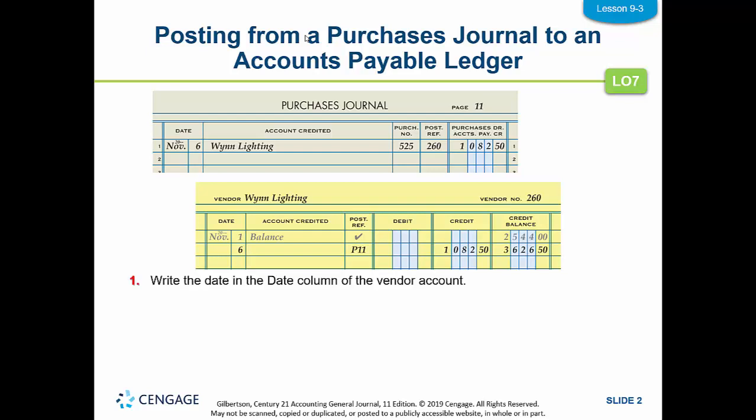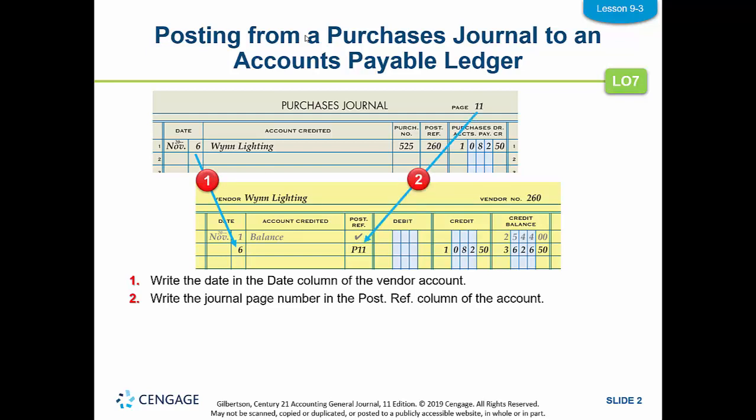Basically, we first put our date from our purchases journal. Then we put in our post reference, and we're going to use the letter P and then 11. I can't just use 11 because 11 doesn't tell me which journal it came from. I could have an 11 from my cash payments journal, cash receipts journal, or my sales journal. So I take the first letter of my journal and put it with my page number to give me P11. Then I take the amount, $1,082.50, and you will notice right here it says account credited, Win Lighting. So I'm going to put it right here as a credit.